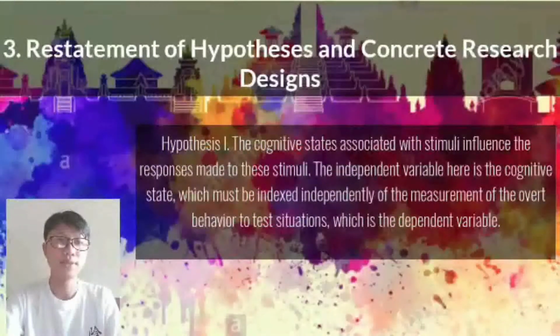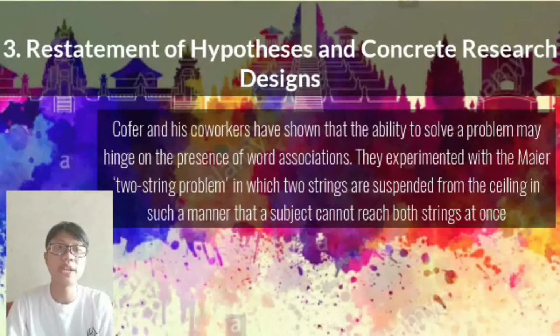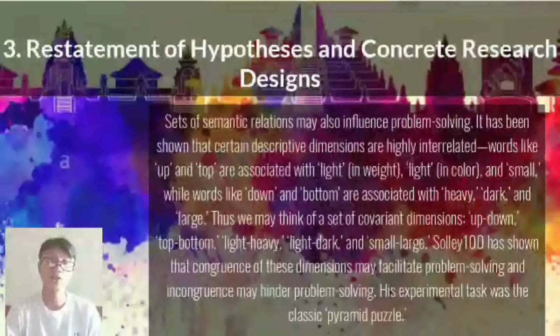Hypothesis 1. The cognitive states associated with stimuli influence the responses made to test stimuli. The independent variable here is the cognitive state, which must be indexed independently of the measurement of the overt behavior to the test situation, which is the dependent variable. Maier and his coworkers have shown that the ability to solve a problem may hinge on the presence of word associations. They experimented with the Maier two-strings problem, in which two strings are suspended from the ceiling in such a manner that a subject cannot reach both strings at once. Sets of semantic relations may also influence problem solving.